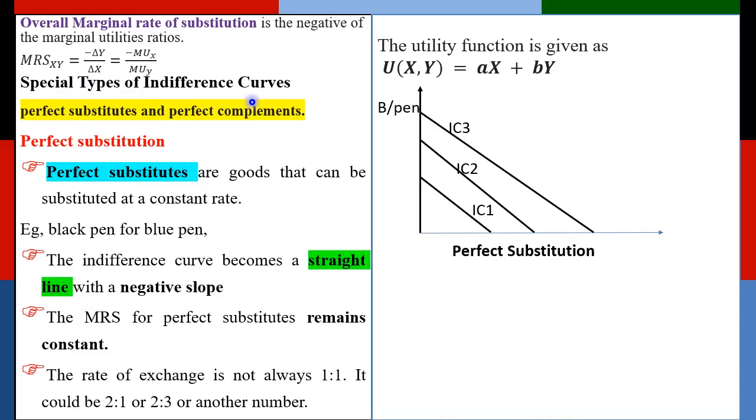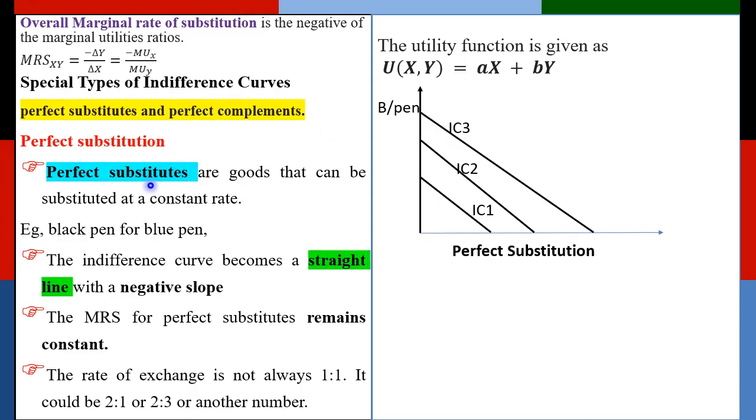Special types of indifference curves. We discussed last time the convexity of the indifference curves. But sometimes the indifference curve is not convex. Maybe it takes the linear form, a straight line. The first one is for perfect substitution products. The indifference curve does not take the U shape; rather it takes a downward sloping straight line, just like this one. This is for perfect substitution.